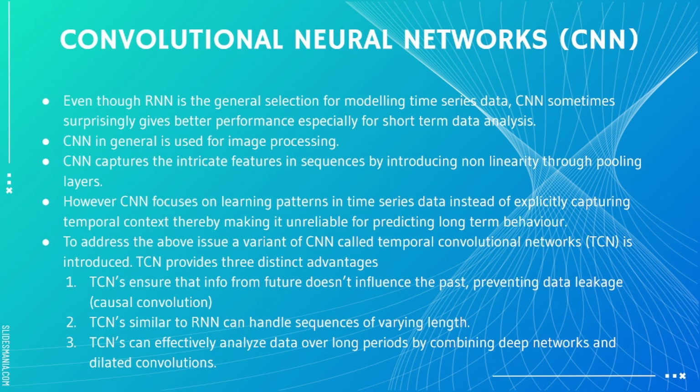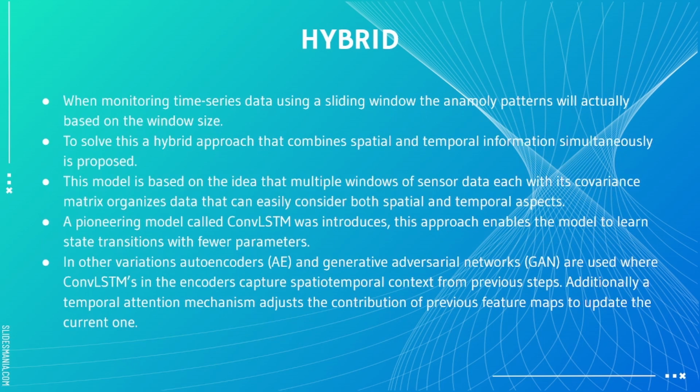TCN provides three distinct advantages. TCN ensures that information from the future doesn't influence the past, preventing data leakage. TCNs, similar to RNN, can handle sequences of varying length. TCNs can effectively analyze data over long periods by combining deep networks and dilated convolutions. Hybrid models.